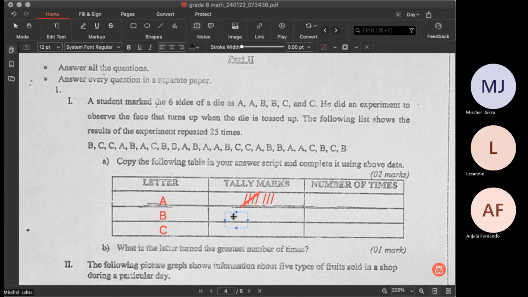1, 2, 3, 4, 5, 7, 8, 9, 10. Okay. See, 1, 2, 3, we have 4, 5, 6, and 7. 1, 2, 3, 4, 5, 6, and 7.